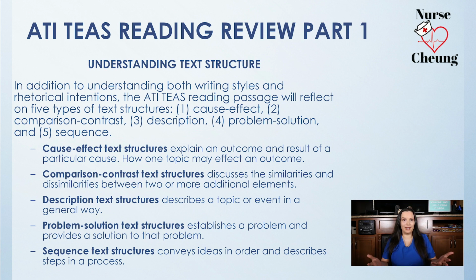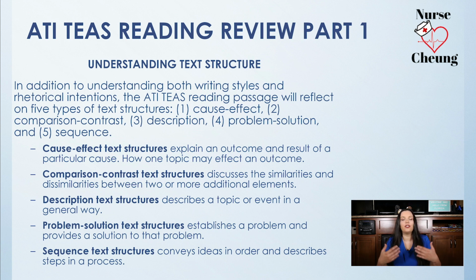Alright, so here's the breakdown of our text structure. So we have cause and effect. It explains an outcome and a result of a particular cause. Comparison and contrast, you know, you're discussing similarities and dissimilarities between two or more additional elements within the passage. You've got your description. That, of course, is explaining a topic or an event in kind of like a general way. Problem solution establishes a problem and provides a solution to that problem.